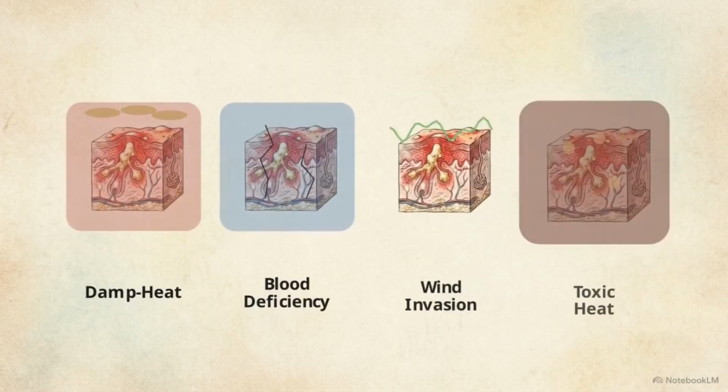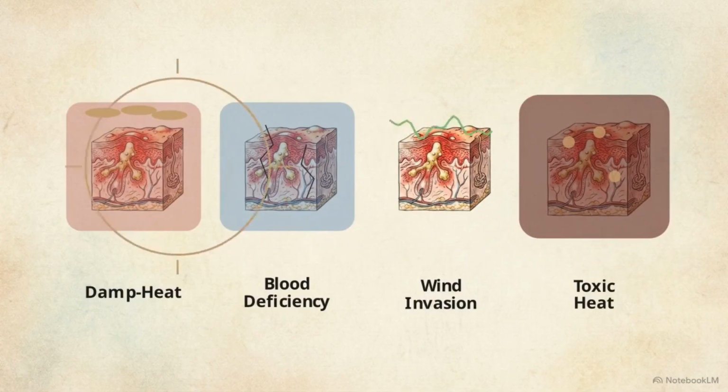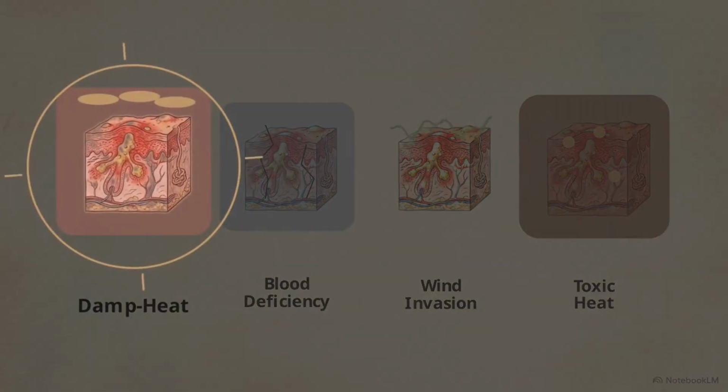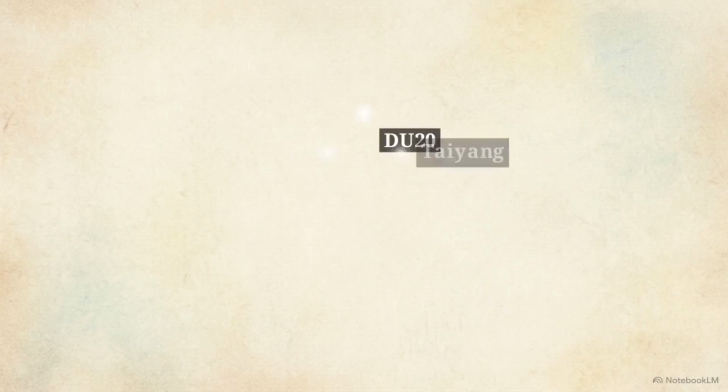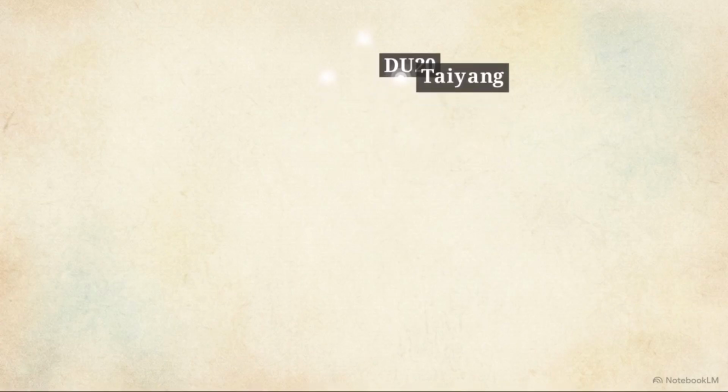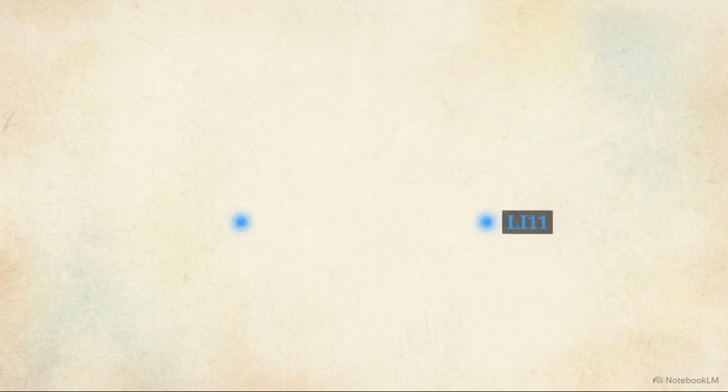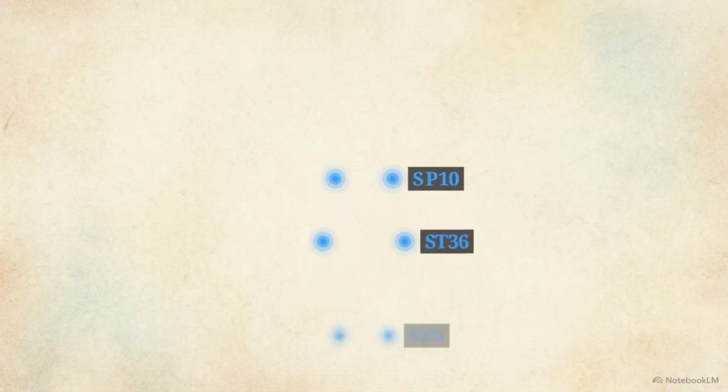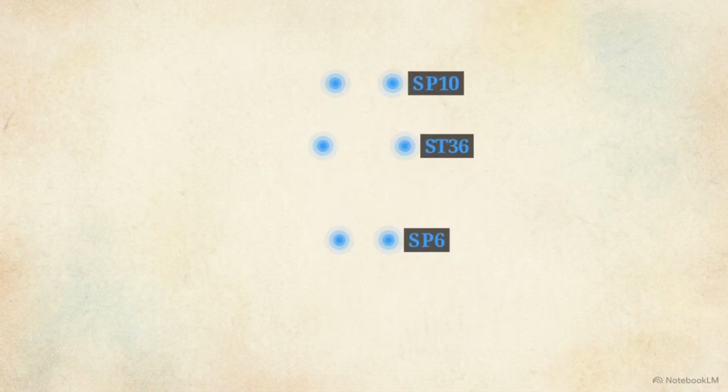Because each pattern creates a different environment on the scalp, your choice of points depends entirely on which of these four imbalances is dominant. On the head, local points offer immediate relief. Du 20 improves circulation, and Taiyang calms itching. To treat the root, we use distal points. LI11 and SP10 clear heat, while ST36 and SP6 support immunity and moisture.